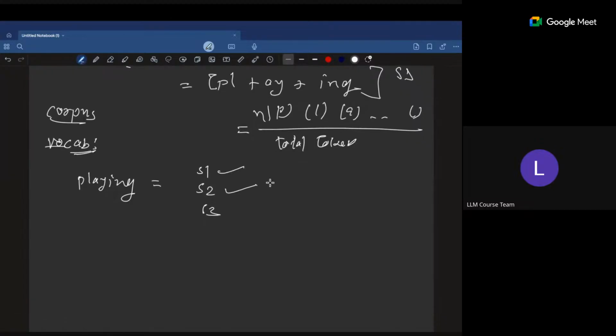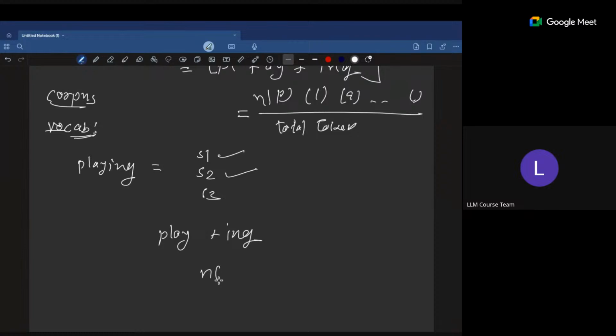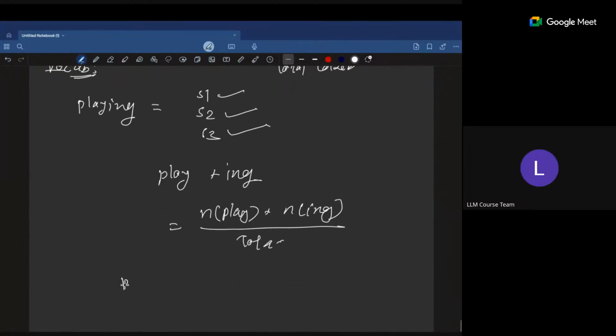Similarly, I look for the second split as well. Let's say I look at play and ing. I'll find all the occurrences of play in the corpus. I will do that count. Next, I'll do the count of ing, and then divide by the total tokens. So this will become the likelihood for the second split. Similarly, I find the third split. Let's say the third split was PL AY ing. So I will look at all the occurrences of PL AY ing and divide it by the total tokens.